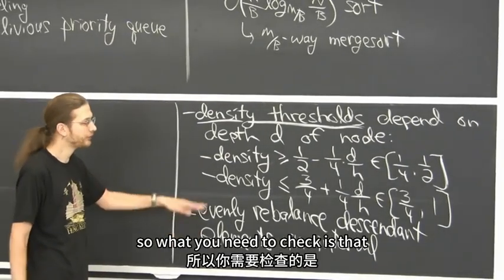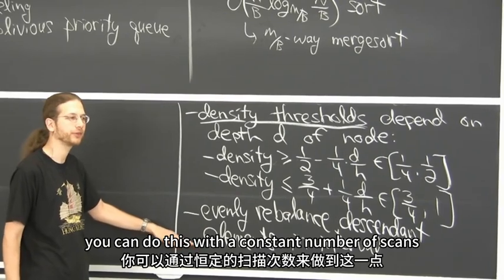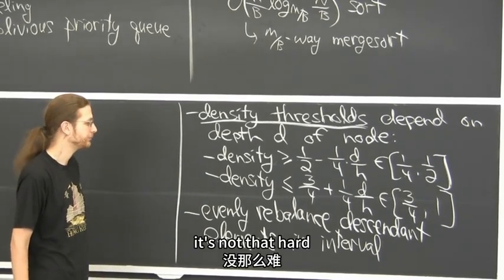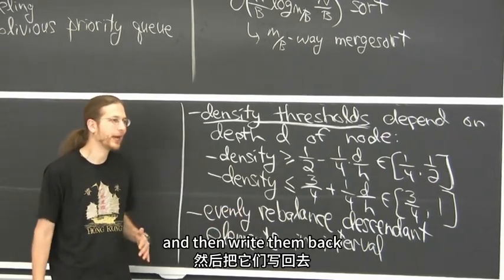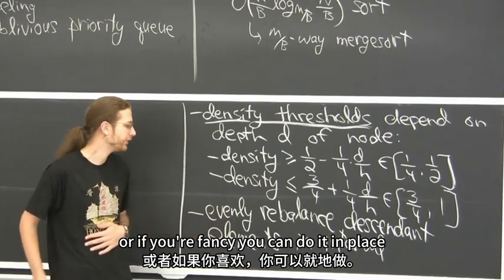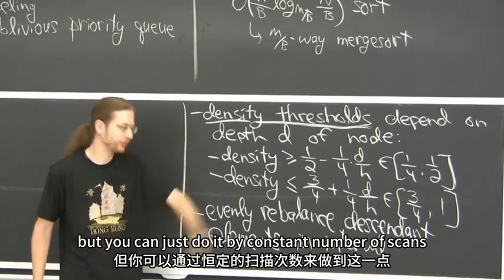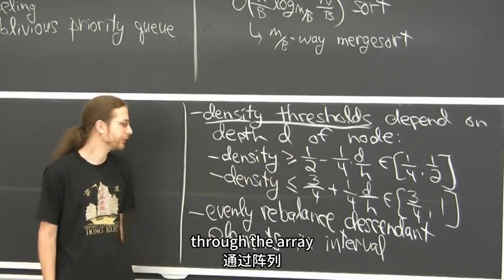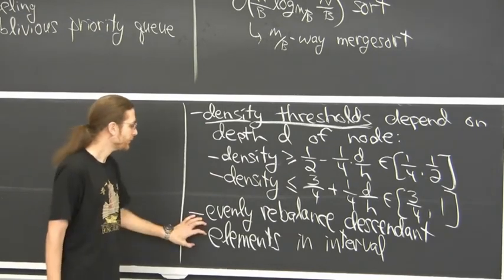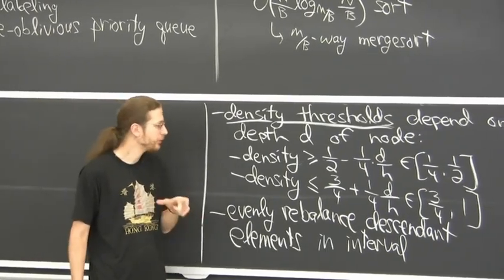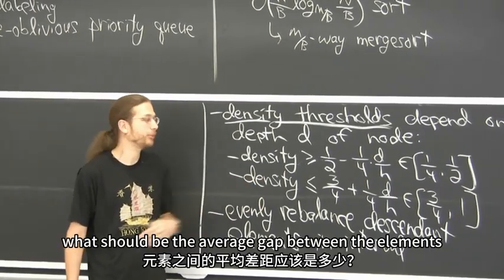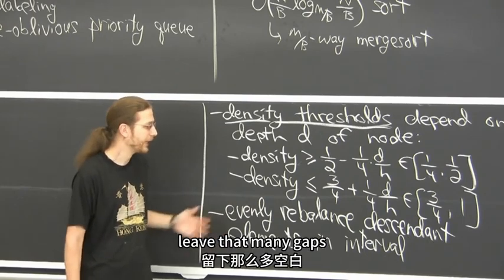So what you need to check is that you can do this with a constant number of scans. It's not that hard. Just read the elements in order, write them out to a temporary array, and then write them back. Or if you're fancy, you can do it in place. But you can just do it by a constant number of scans through the array. Cool. Just compute what should be the average gap between the elements. Leave that many gaps.